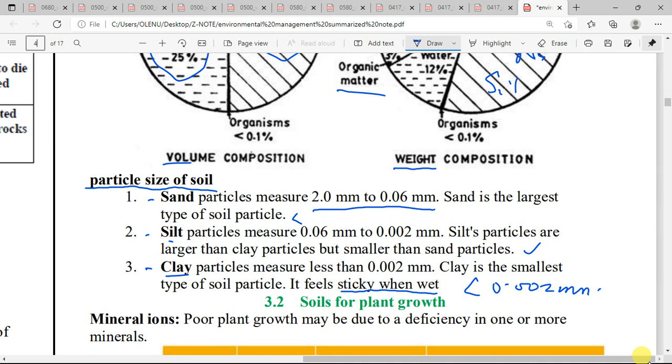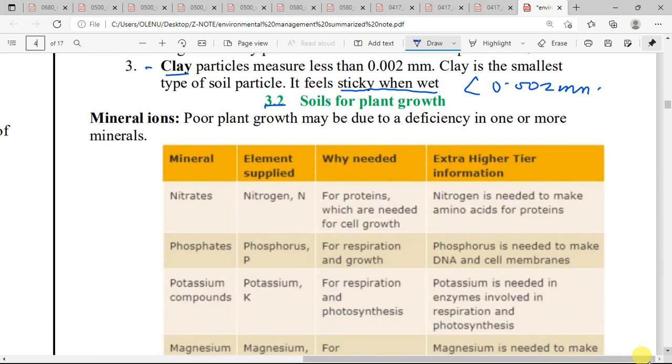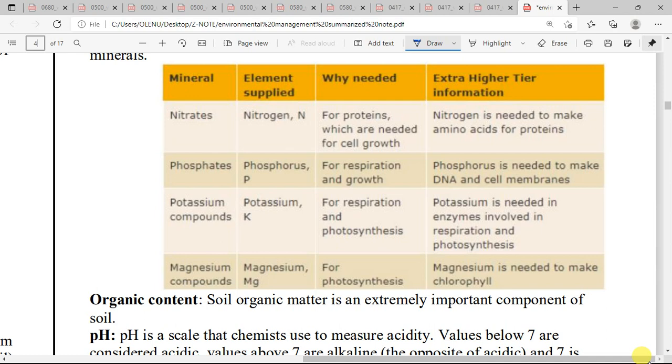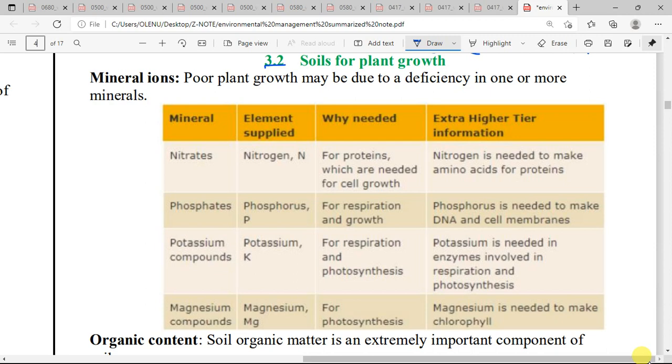So let's move to 3.2. 3.2 has to do with soil for plant growth. The components that make soil important for plant growth are also some of the major components of the soil itself. So for plants to grow, you need mineral content, and the mineral content forms the mineral ion component of the soil. Now, we found out that poor growth may be due to a deficiency in one or more minerals.